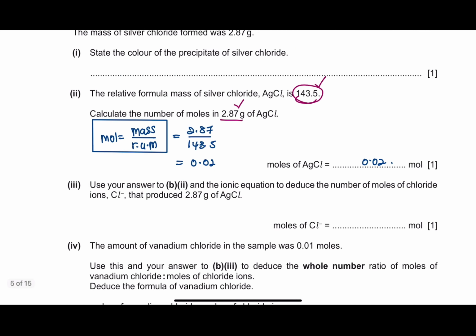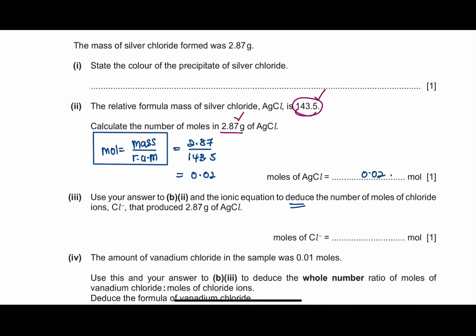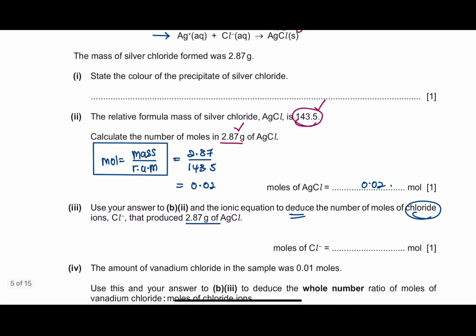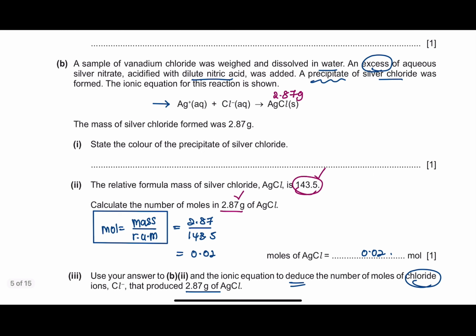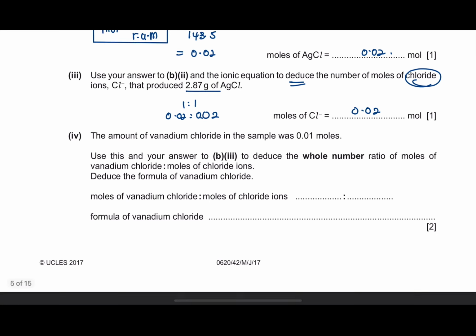Question 3. Use your answer in B(i) and the ionic equation to deduce the number of moles of chloride that produces 2.87 gram. Again, you have to do comparison for this. Now as you can see here on the equation, the ratio of silver ion is 1:1 with chloride ion. This means that number of mole will also be equal, which is 0.02. Question 5.